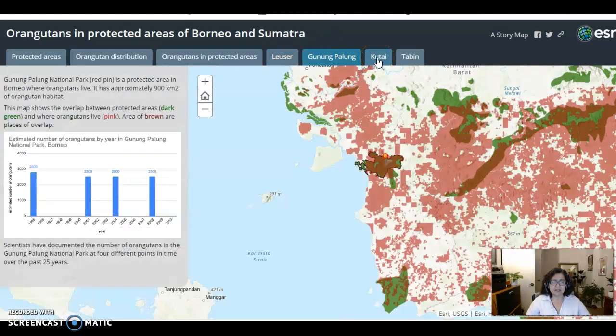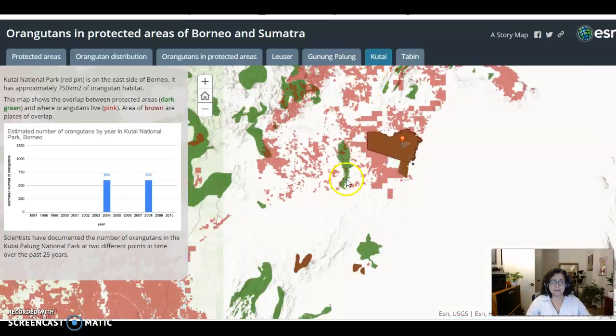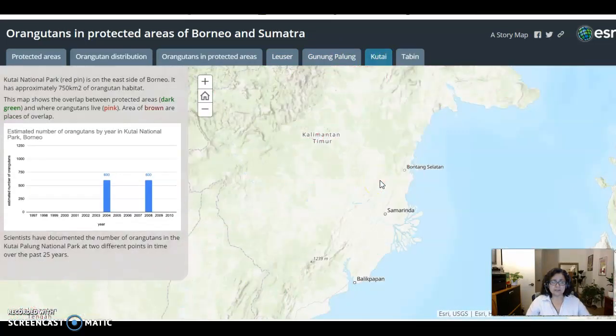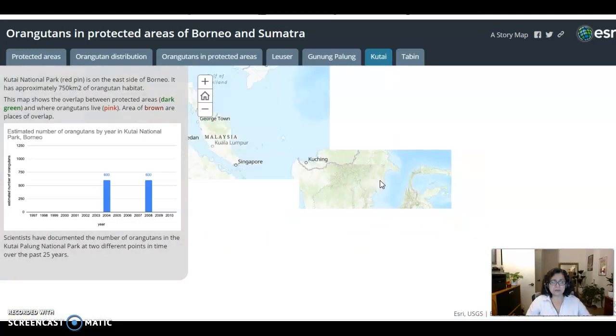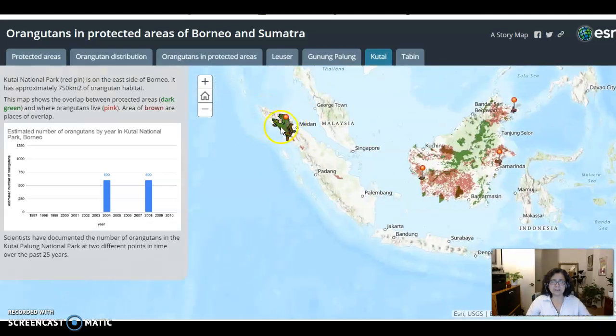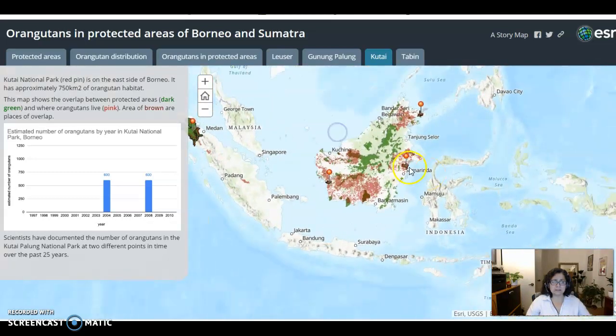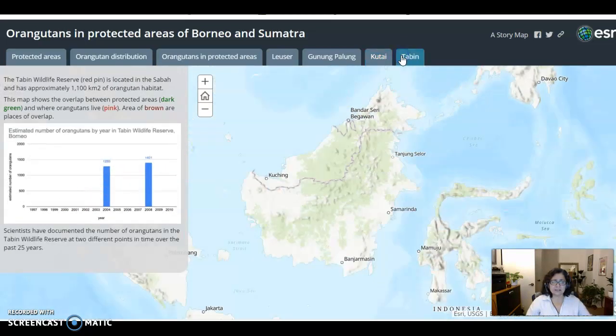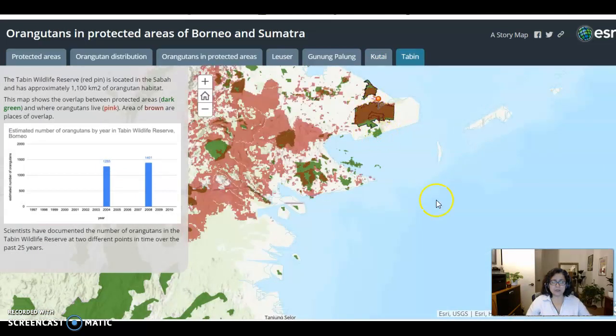Moving on to Kutai, I'm going to zoom out just to see where Kutai is in relation to the other 2 that we saw. So here's Kutai, and here's Gunung Palung. And if I move the map here, this is Lusur, right? Okay, so let's take a look at Kutai's population, which is right here. About 600, right? And then we look at Tabin, which is way in this corner here, the highest was 12,085.